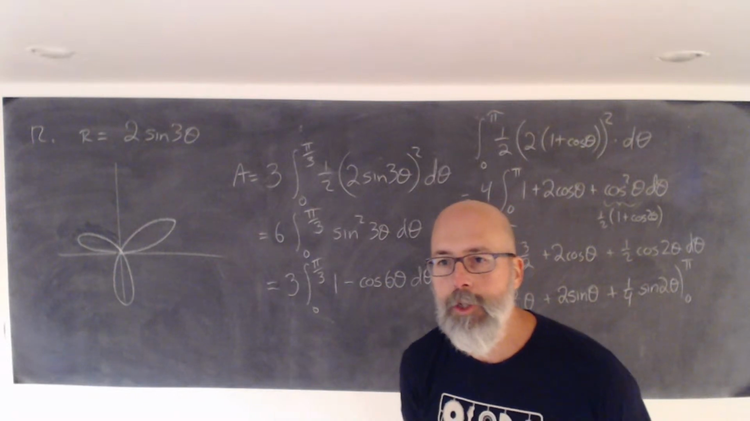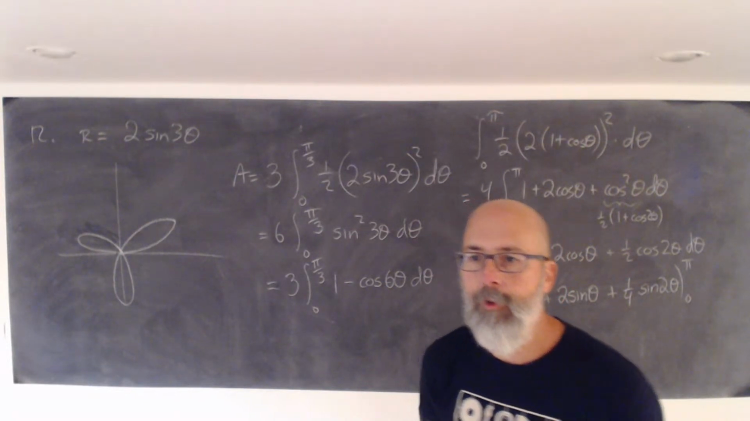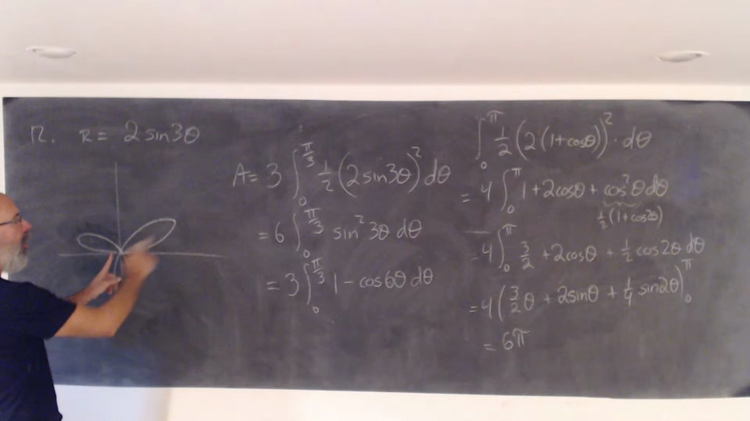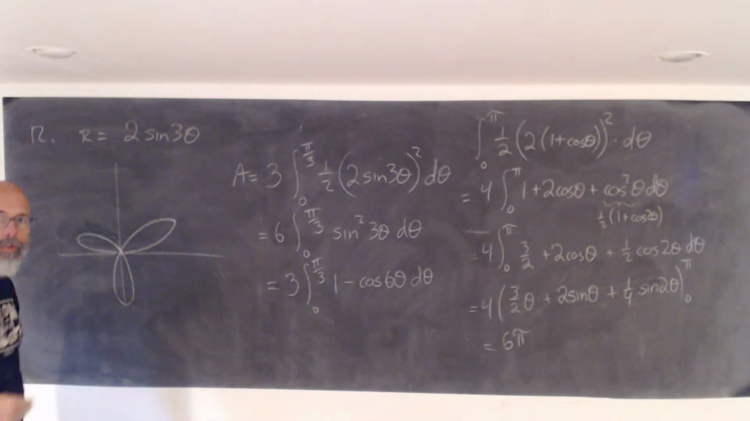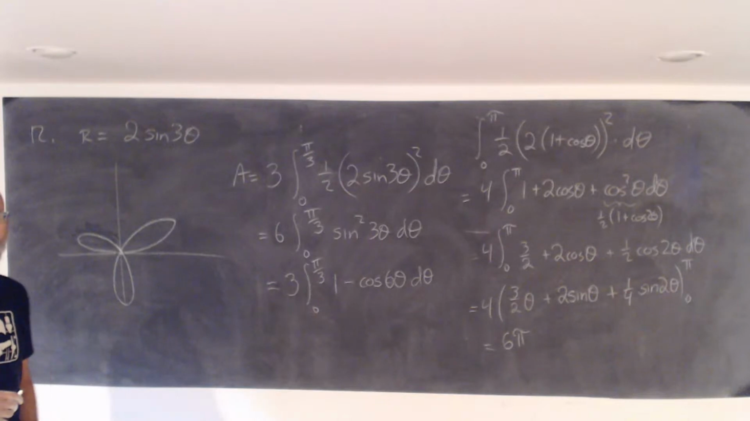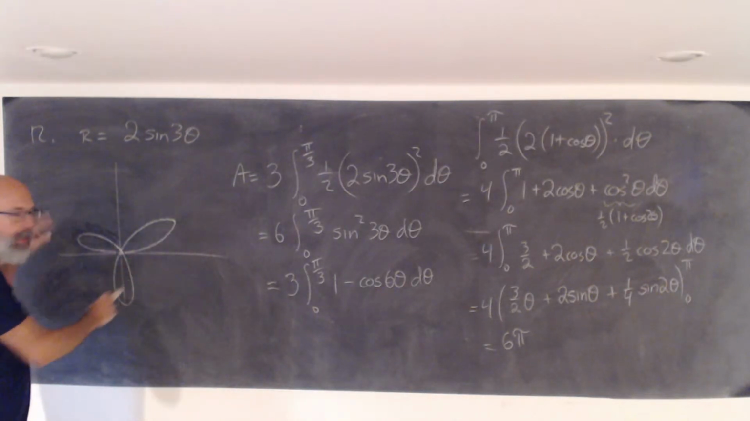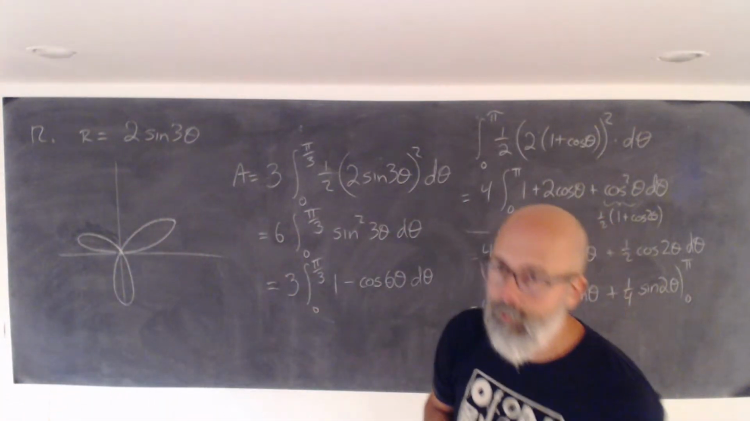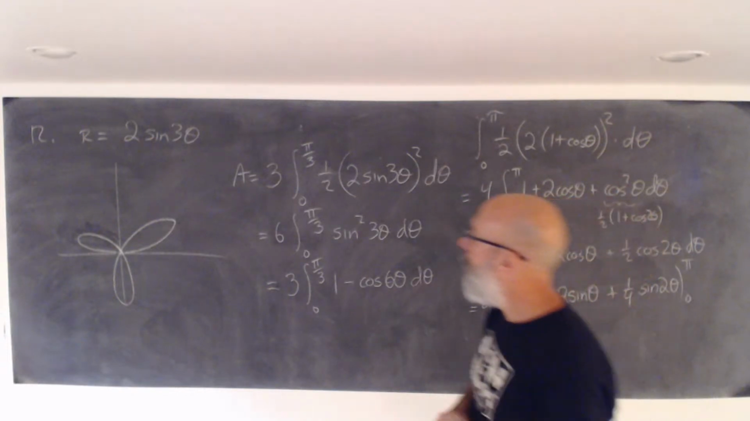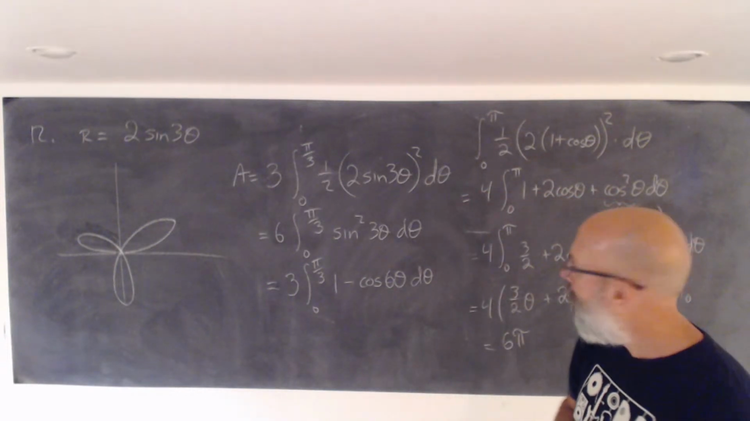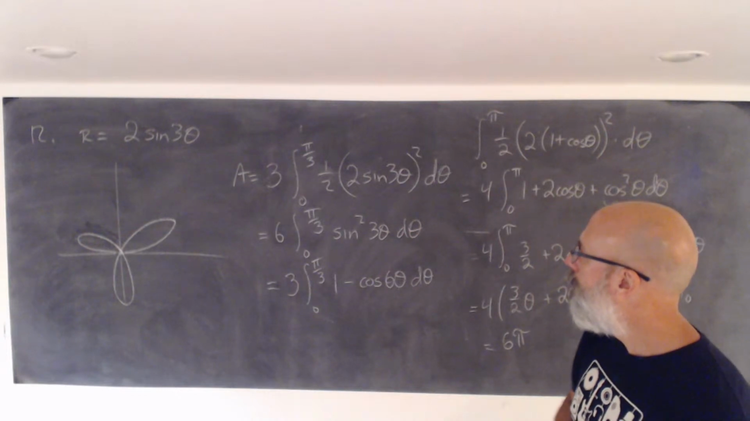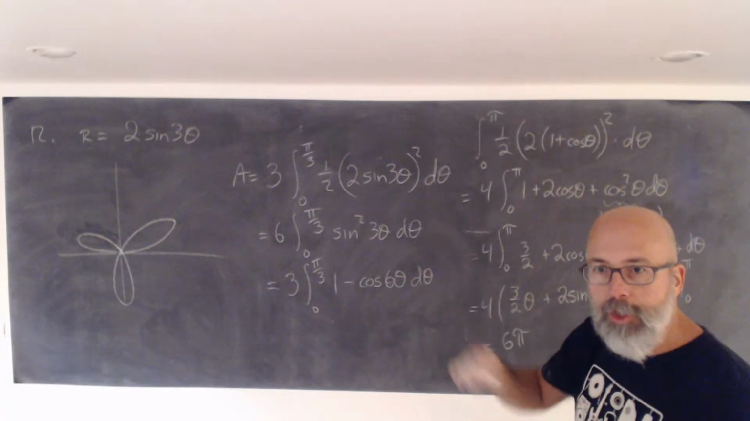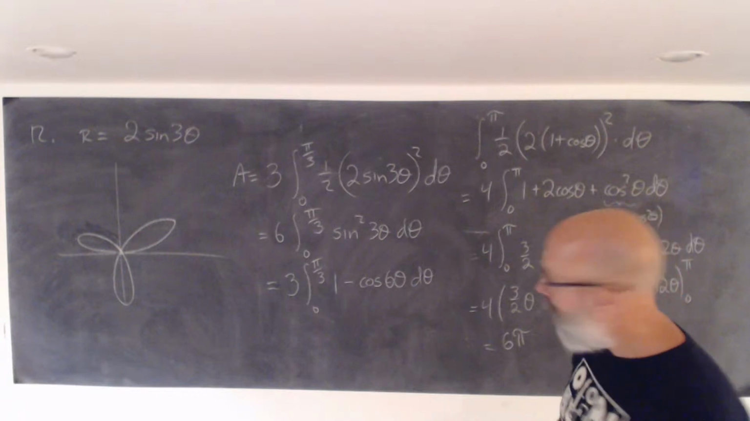2 sine 3 theta is just overlapping the graph of sine 3 theta. Well, I mean, it's twice as long, right? That's the only difference. Each petal is twice as big, if you will. Probably a bad choice of words here, but you understand what I mean. Right? The distance from the origin at every point is twice as long. Let's say that.